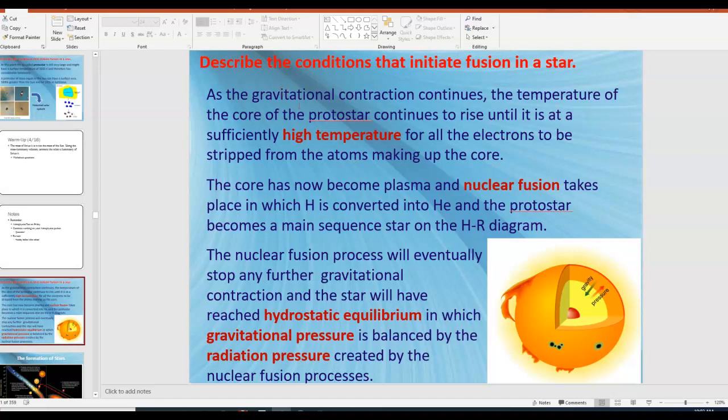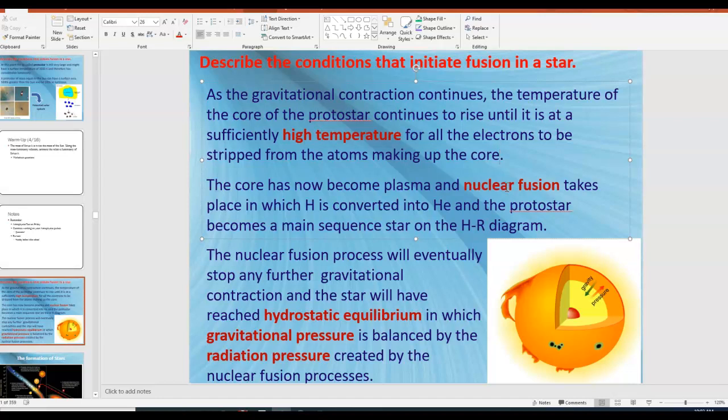And so on this slide in the notes you can read what it says: as the gravitational contraction continues, the temperature of the core of the protostar continues to rise until it is at a sufficiently high temperature for all the electrons to be stripped from their atoms, making up the core. In other words, the atoms become ionized. And now you have a plasma, and what do you get when you have a plasma and really high temperatures and high pressures? You can get nuclear fusion, and we've talked about that before. And typically in nuclear fusion, what you're talking about is converting hydrogen into helium. Hydrogen can fuse into helium if you have enough energy, and then you have a main sequence star.